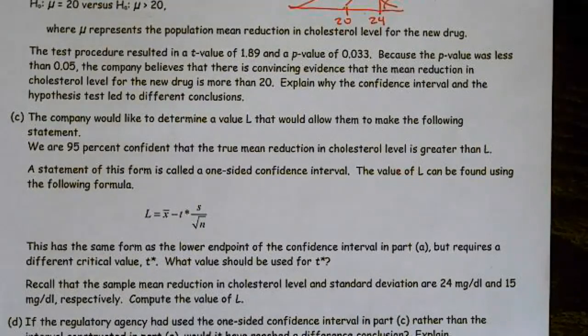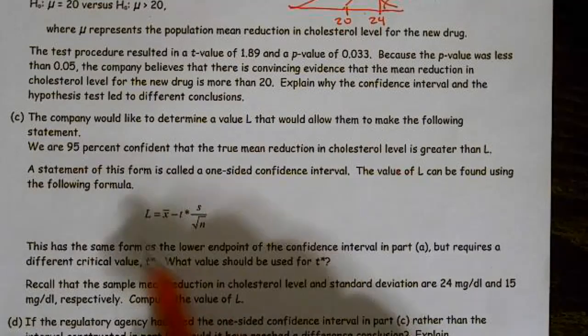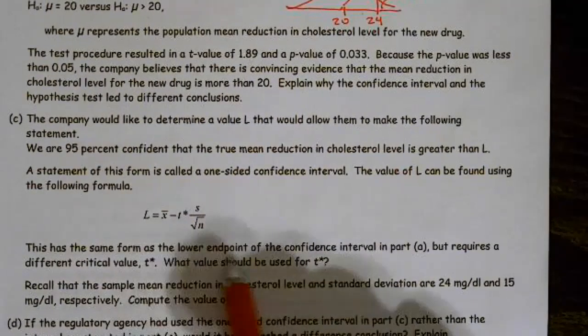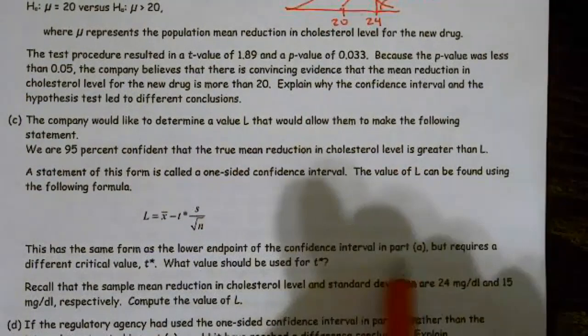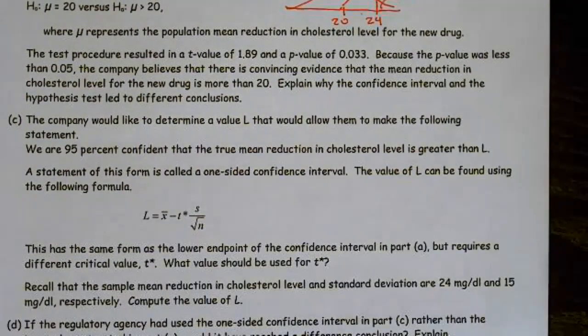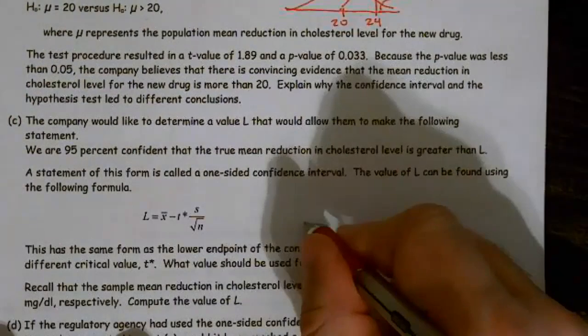All right. So this has the same form as the lower endpoint of the confidence interval in part A, but requires a different critical value. What should be used as T star?